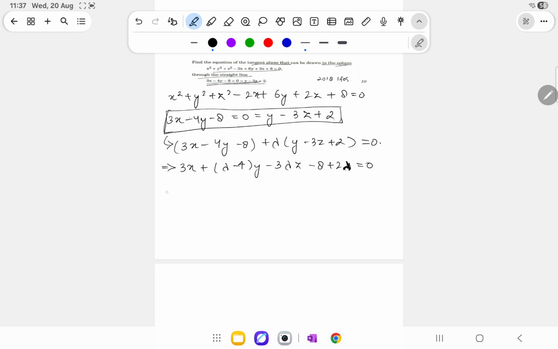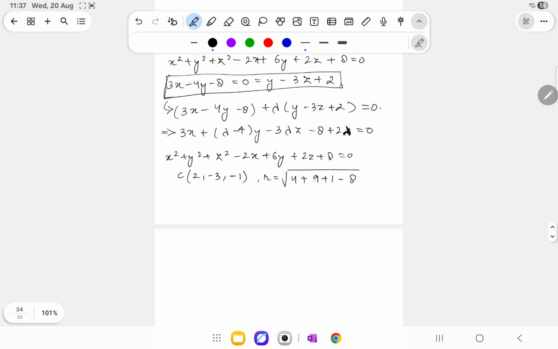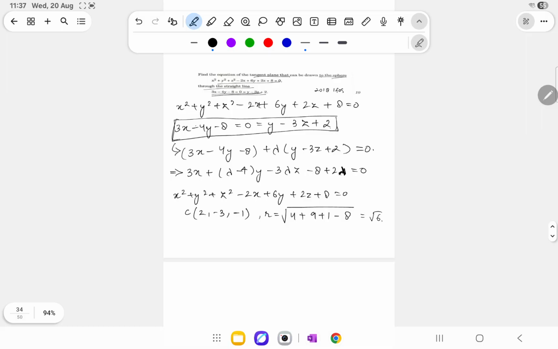Our given equation of the sphere is x square plus y square plus z square minus 2x plus 6y plus 2z plus 8 equals 0. So the center of this sphere will be 2 comma minus 3 comma minus 1, and the radius will be under root 4 plus 9 plus 1 minus the constant term, which is 8. So 14 minus 8, under root 6 is basically the radius. So under root 6 must equal the distance between the center and the tangent plane.